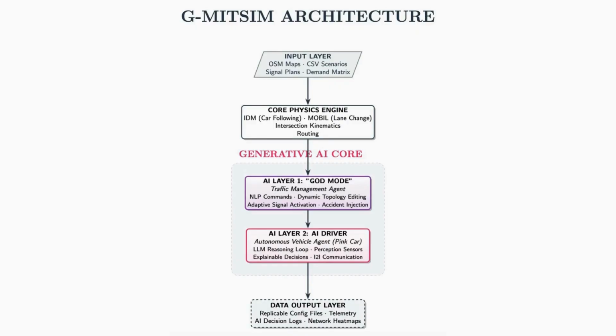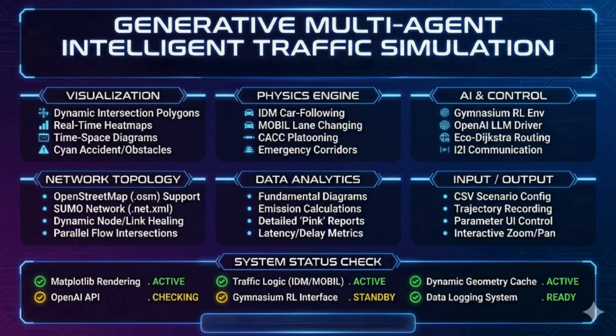The system dashboard displays the 6 technical pillars of the platform. Under visualization and physics, the engine renders dynamic intersection polygons and real-time heat maps. It controls vehicles using IDM and MOBIL models, while supporting advanced behaviors such as CACC platooning and emergency corridors. Additional visualizations include time-space diagrams, and cyan indicators for accidents and obstacles.